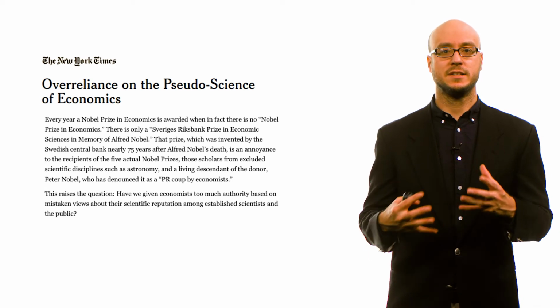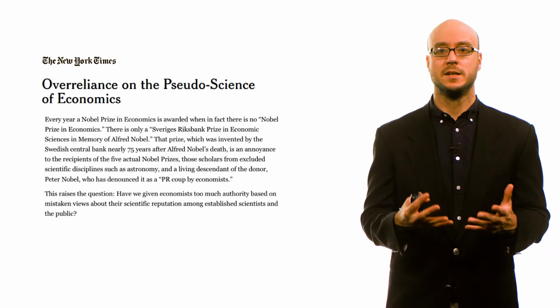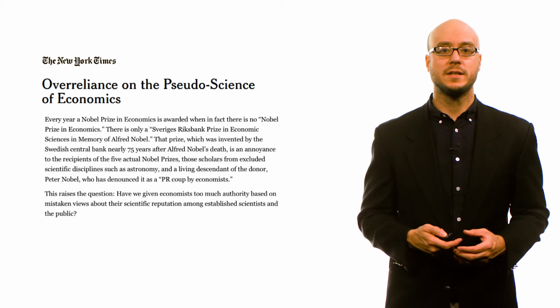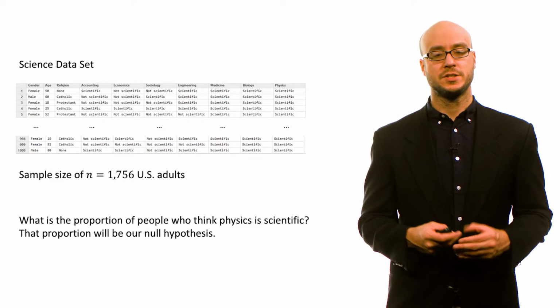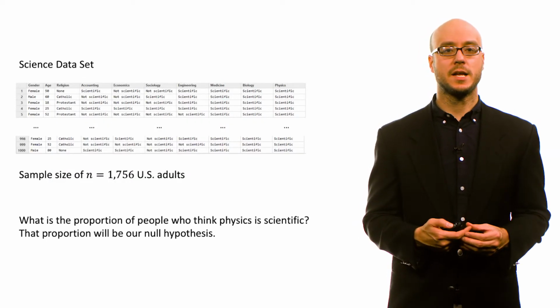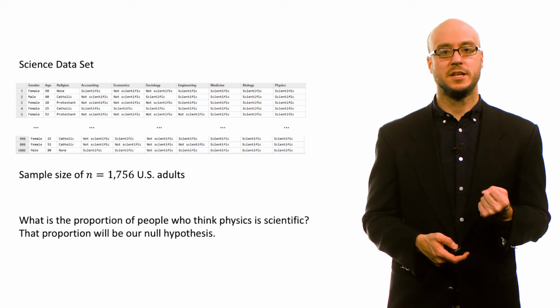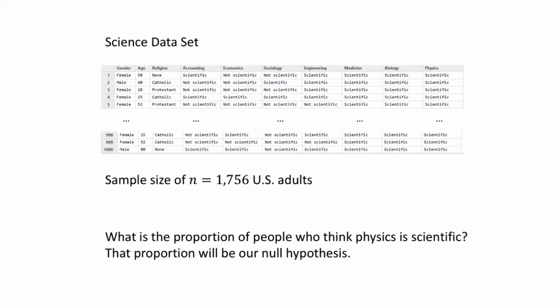So this is sort of testing the claims by some scholars that maybe economics is not quite as scientific as it might seem. So we're going to look at the science data set. The sample size here is 1,756 US adults. Again, this is a real data set. This does reflect a real set of information about what Americans think about different scientific fields. Are they scientific or not?